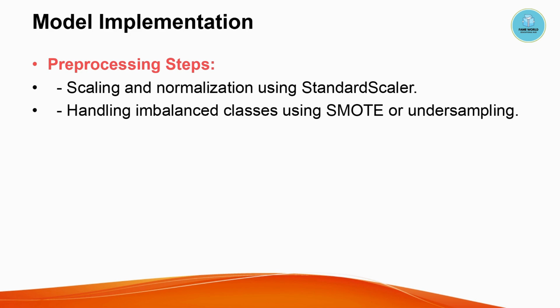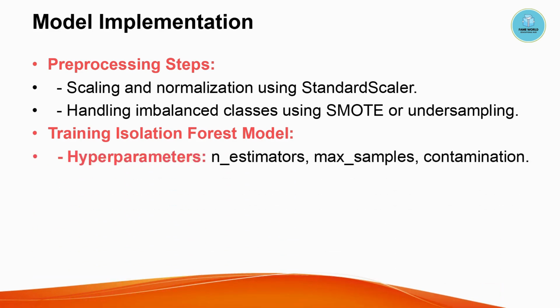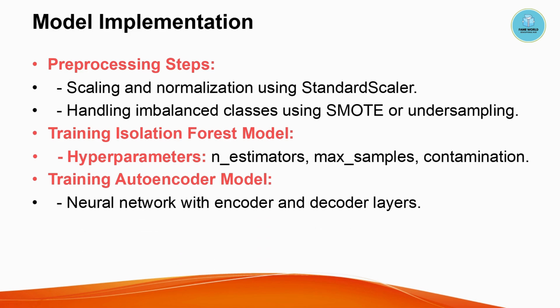We also need to handle the class imbalance using techniques like SMOTE, which generates synthetic samples of the minority class, that is fraudulent transactions, or we can use undersampling to reduce the number of normal transactions in the dataset. Once the data is pre-processed, we train the isolation forest model by adjusting hyperparameters such as the number of trees and estimators, the maximum number of samples per tree, that is max samples, and the contamination factor, which indicates the proportion of anomalies expected in the data.